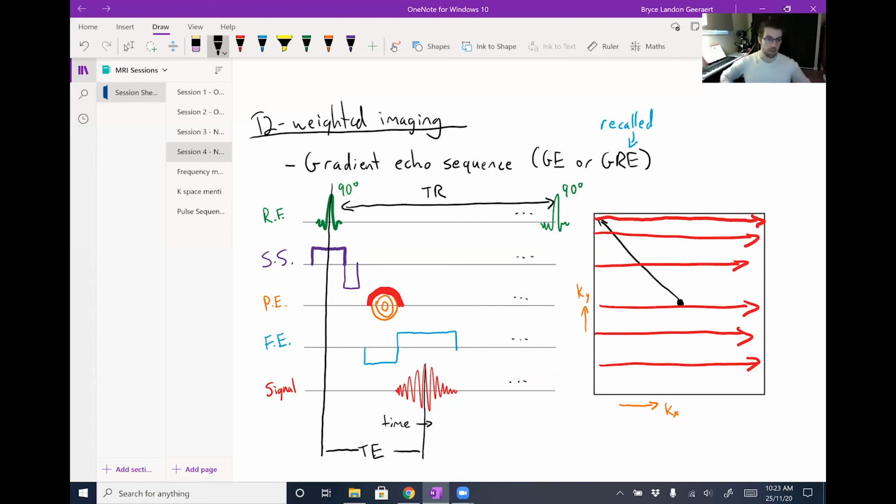In those cases where you're acquiring more than one line of k-space at a time, it gets a little bit more abstract, but the TE there is determined by when you are acquiring the center point of k-space. It's essentially the same concept that we're talking about here, but much more practical.